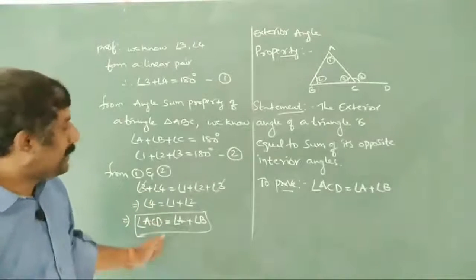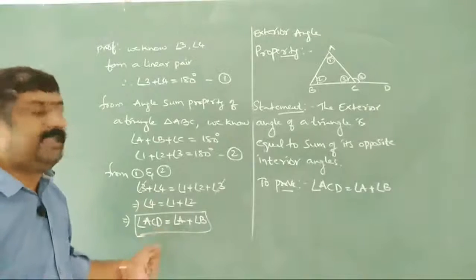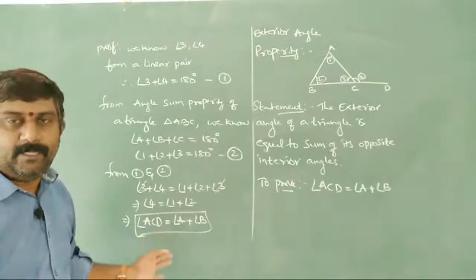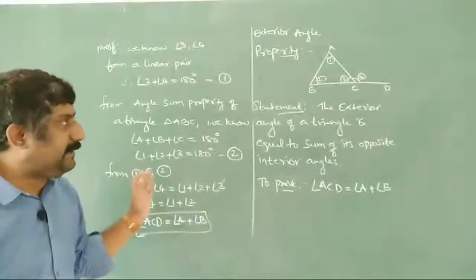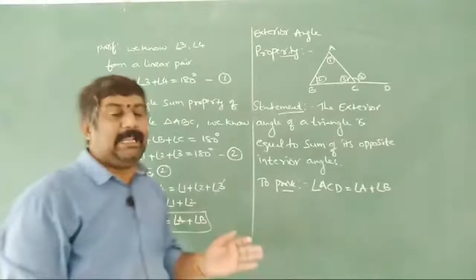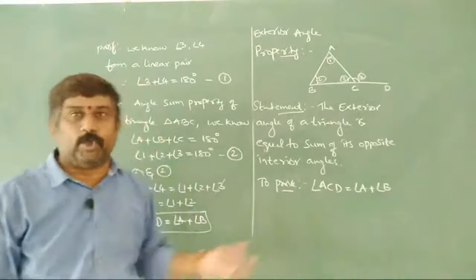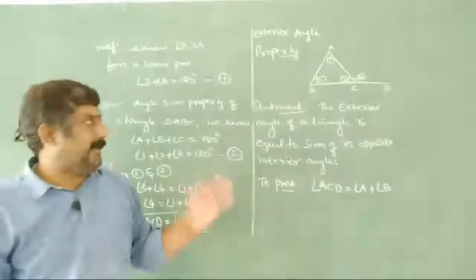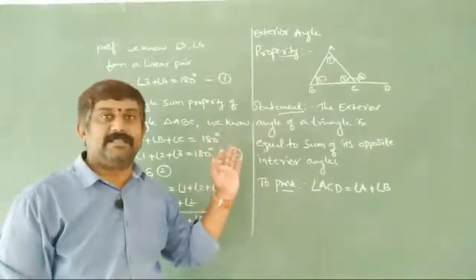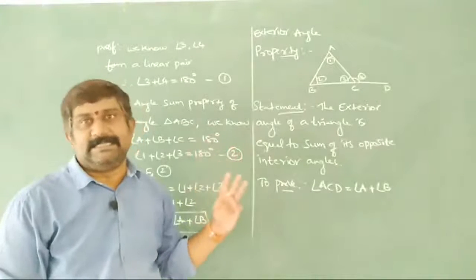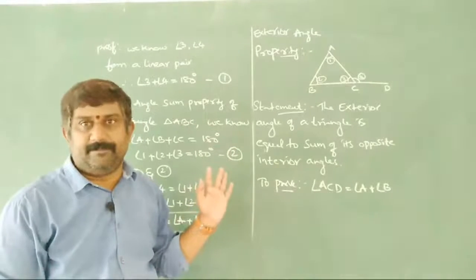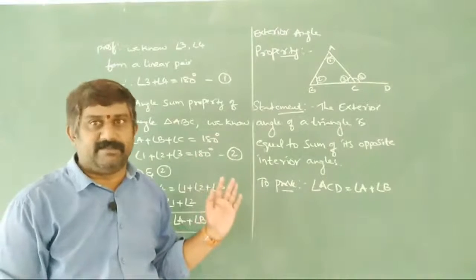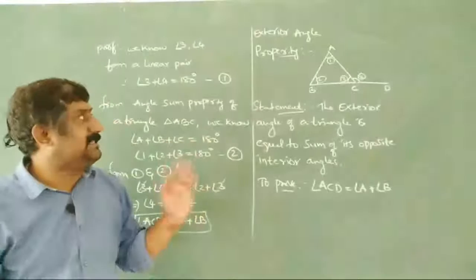Got it, all of you? The exterior angle property of a triangle. Once again, we'll discuss the exterior angle. An exterior angle is nothing but an angle outside of the triangle, connected to one of the vertices. How many exterior angles will form here? 3 exterior angles will form for each triangle, 3 exterior angles at 3 vertices. Now, what is the exterior angle property?